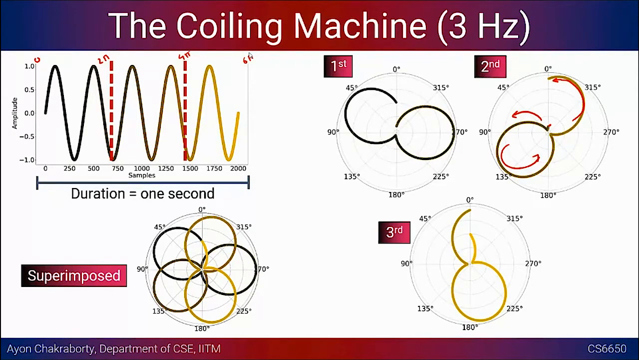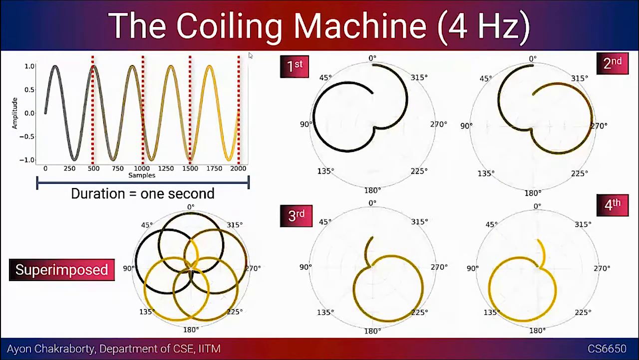And I have given 2 more examples, or rather 3 more examples. One is with 4 Hz, where you are chunking it in terms of 500 samples per rotation, right? So for 0 to 500 you do the first one, then the second one, third one, and fourth one. And on the left hand side, I've also shown the superimposed distribution of samples in terms of angle.